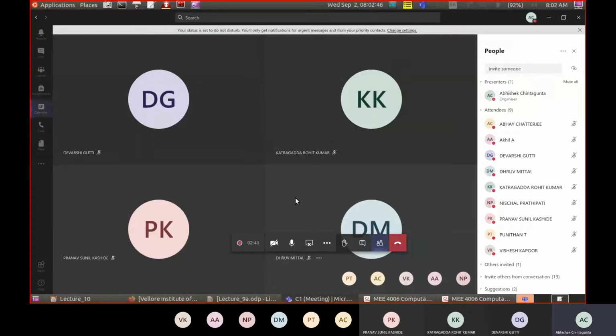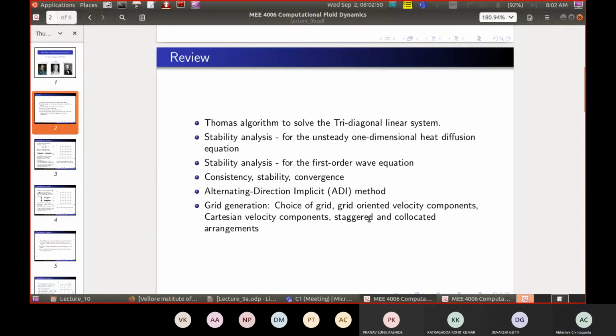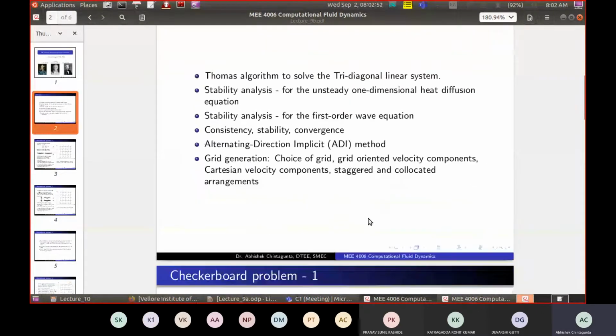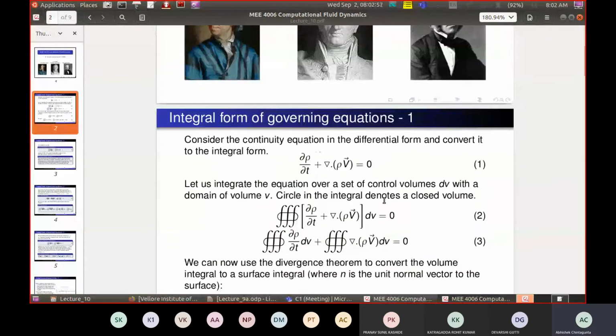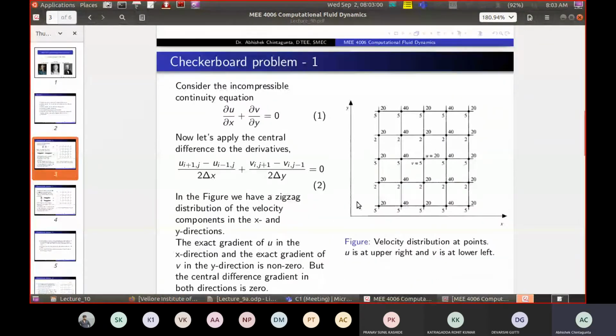Okay, so we'll continue our class. In yesterday's class, we said, let's look at the incompressible governing equations, especially the continuity. Let's find out the derivatives of u and v using central difference. Second order central difference is nothing but the derivative of a variable is the I plus 1 point minus the I minus 1 point, divided by twice the delta x. That is, the distance between the 2 points is 2 delta x.